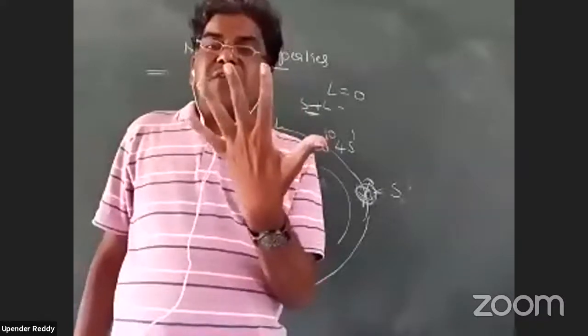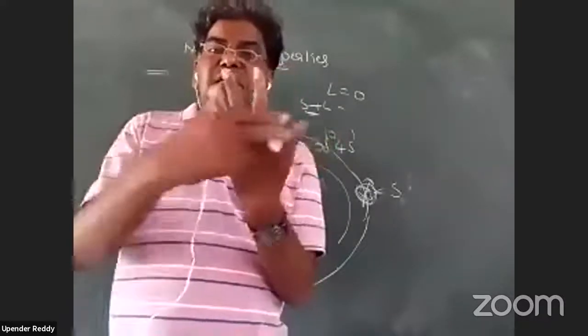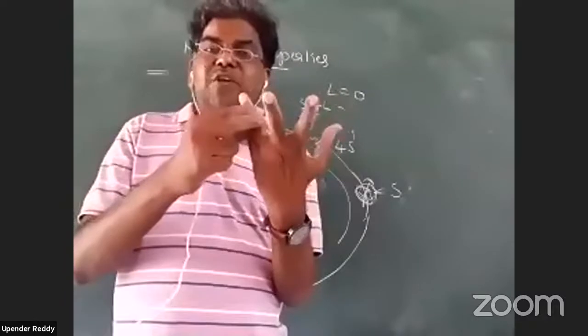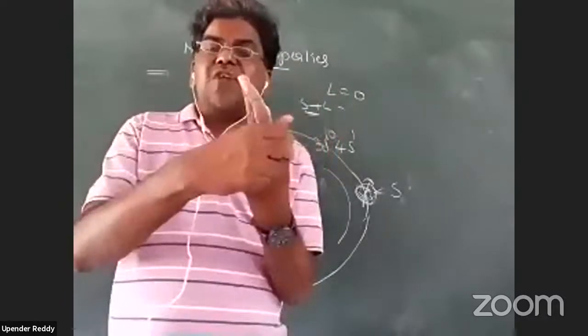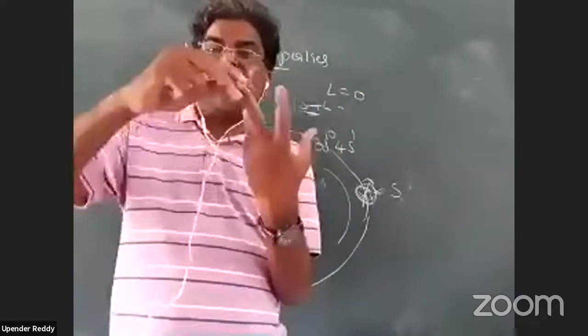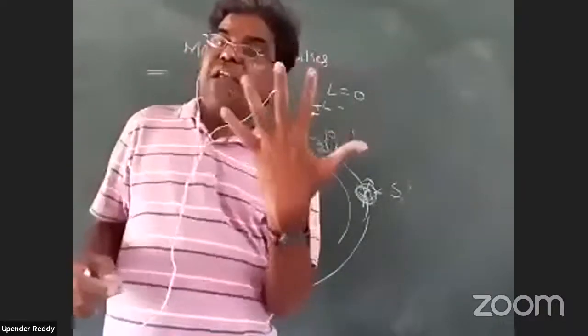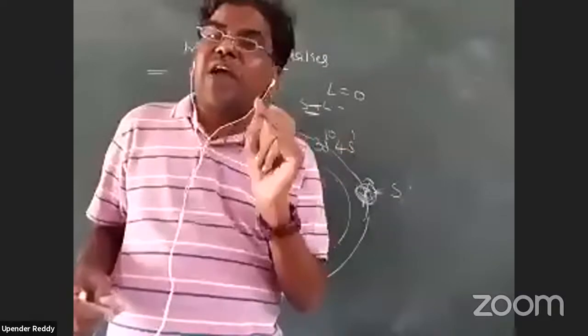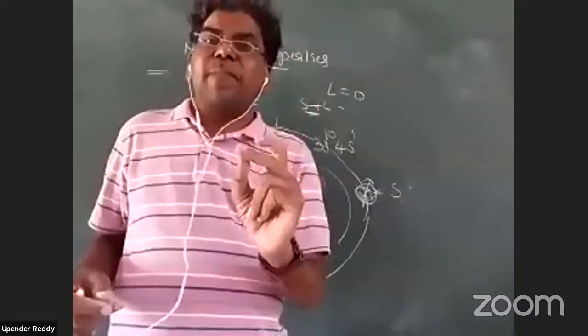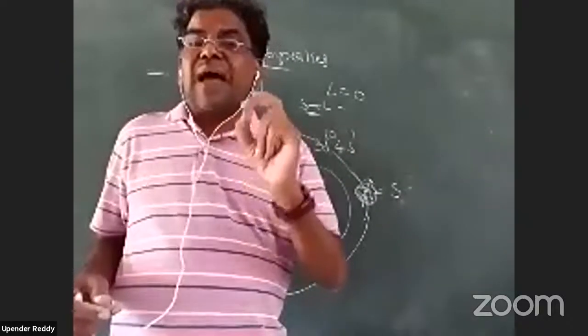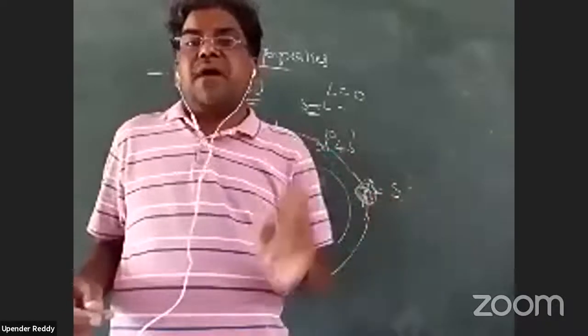If 5 electrons are there, 3 are clockwise, 2 are anti-clockwise. Then what happens? Net 1 will be more. Hence, even though 5 electrons are there, only 1 electron shows the magnetic moment. Such types of compounds are called anti-ferrimagnetic.